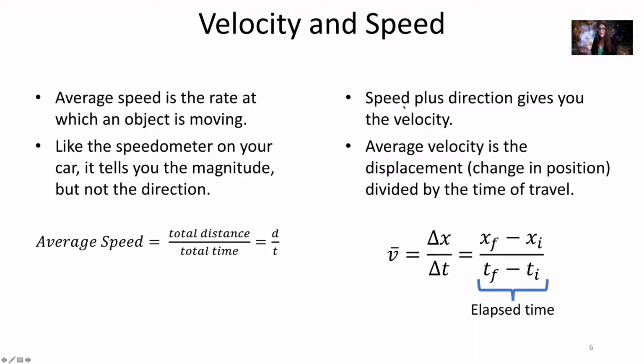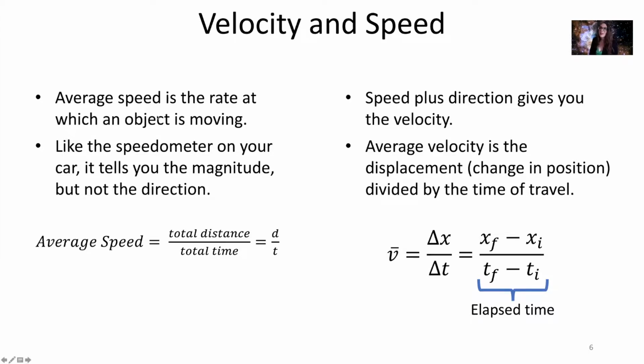What is the difference between velocity and speed? We often use them interchangeably when we're talking with each other, but there is a big difference in physics. One is a scalar and one is a vector. Speed is the quantity that is the scalar. Velocity is the quantity that is the vector.